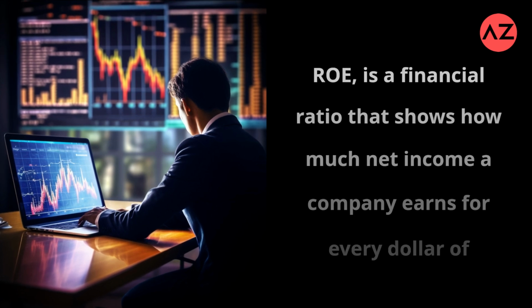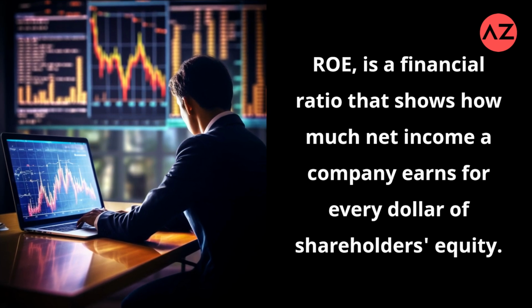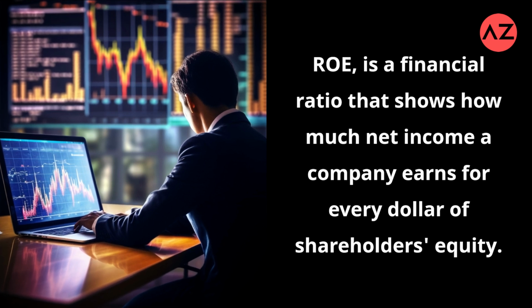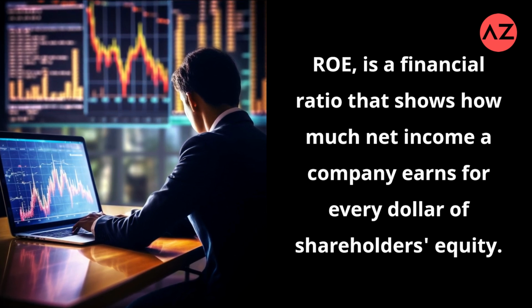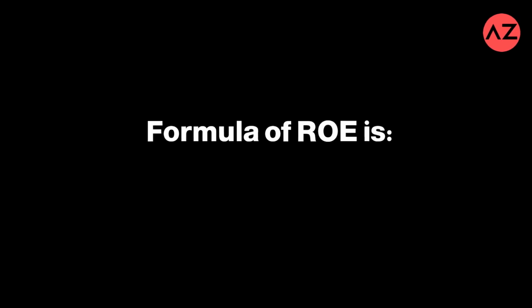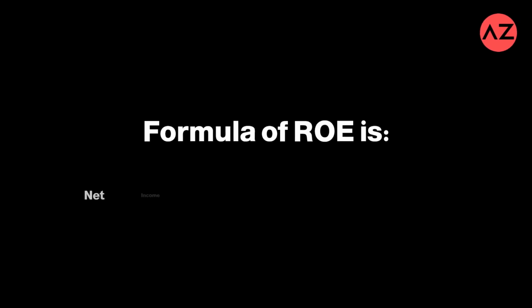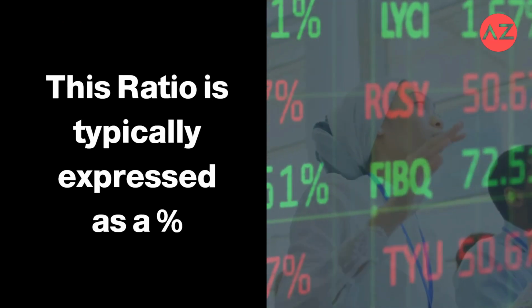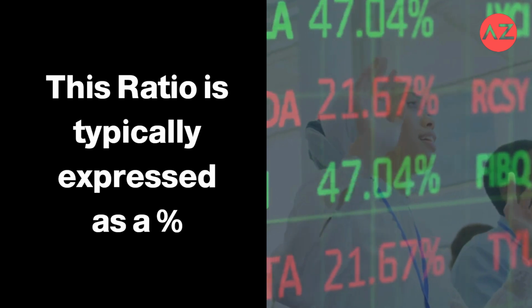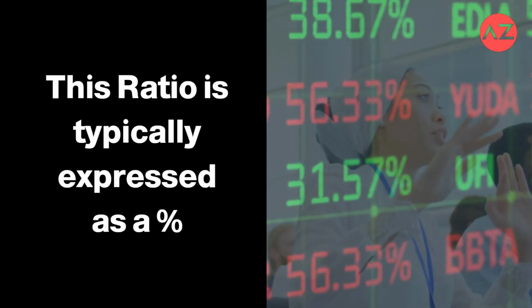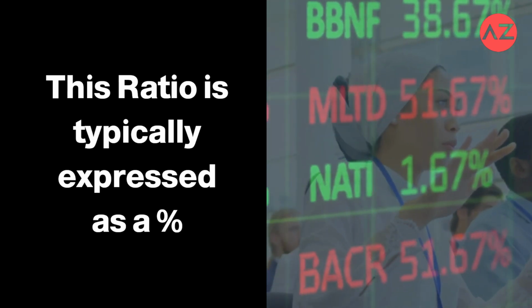Return on equity, or ROE, is a financial ratio that measures a company's ability to generate profits from its shareholders' investments. In simpler terms, it shows how much net income a company earns for every dollar of shareholders' equity. The formula of ROE is net income divided by shareholders' equity, multiplied by 100. This ratio is typically expressed as a percentage. For example, an ROE of 15% means the company earns 15 cents for every $1 of equity.